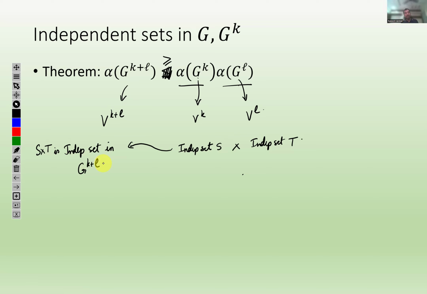And why is alpha of G to the k plus l greater than or equal to the product? Because given independent sets here, I have given you an independent set over here in G to the k plus l with size exactly equal to the product, but the actual maximum independent set can be larger. And we saw that is the case when you go to alpha of C5 squared. So is this okay? I hope things are fine till now, and this idea of powers and similarity is clear. That's going to be the basis of what we do.